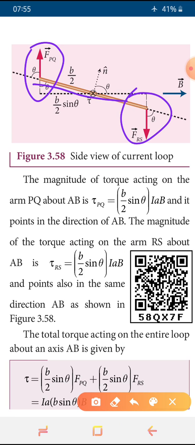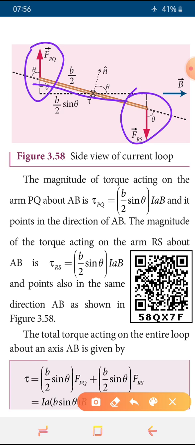And now we are going to find out the formula for the couple. Torque about arm PQ: torque tau PQ is equal to, we can write b by 2 sin theta. So what is b by 2? It is the perpendicular distance. So the couple torque is equal to b by 2 sin theta IAB, and its direction is along AB. So AB is nothing but the axis. Okay, so in this loop PQRS is fixed with the axis AB. So it is acting along AB.